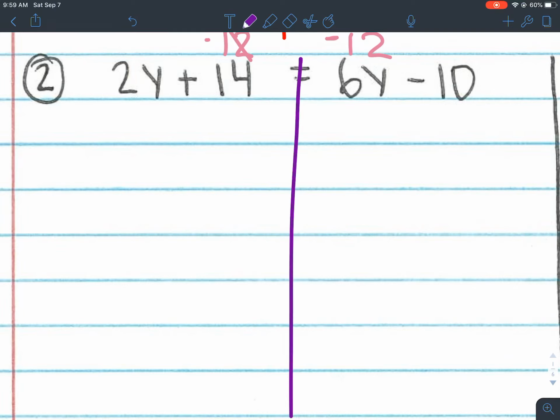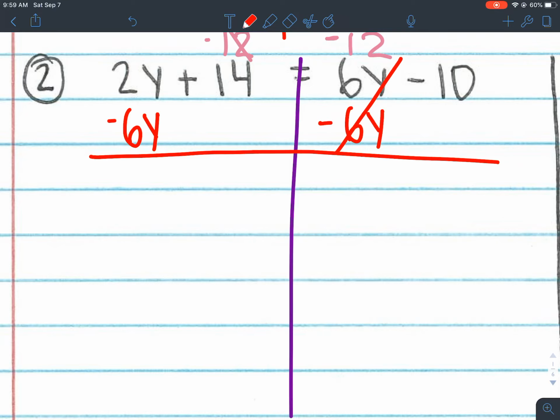I want to move all of my variables to the left side, which means this 6y on the right side has got to go, and I have to move it by subtracting. You can only move terms from side to side by subtracting or adding. So I'm going to subtract it from the 2y here. Those cancel. I have 2y minus 6y, that's going to give me negative 4y plus 14 equals negative 10.